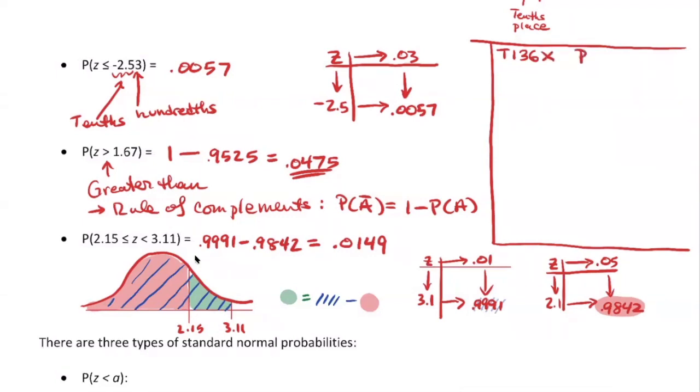TI-36X Pro. So you do second, then data, and you press the right arrow to highlight the distribution menu. Second, data, right arrow, distribution's a menu choice, and then you're picking a menu item 2. Is it item 2? I think so. 2 is normal CDF.